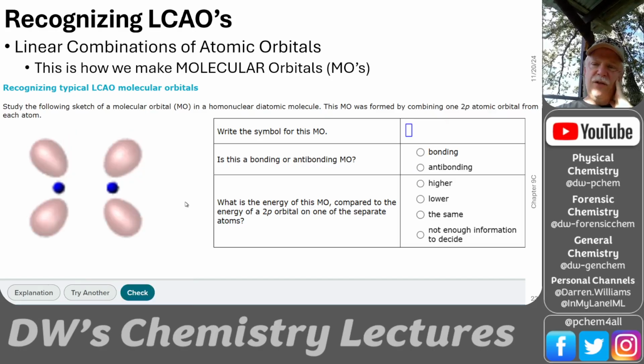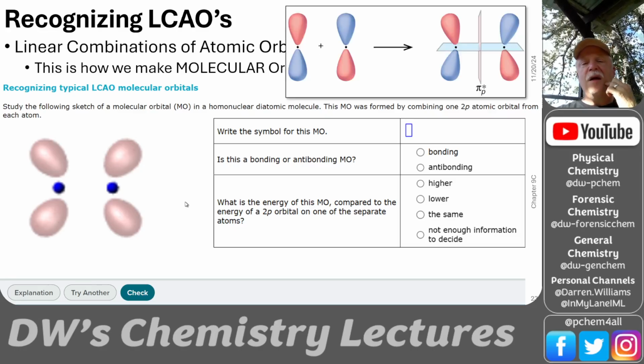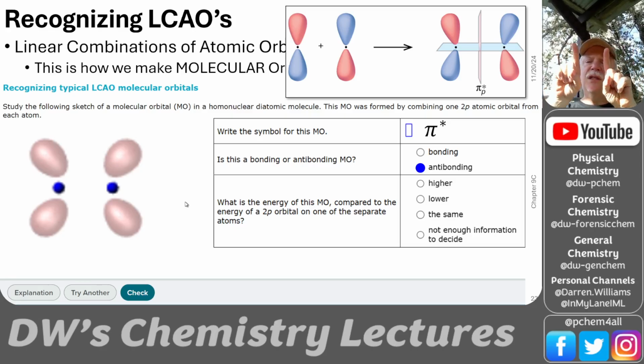Okay, this one here we should recognize from the previous slides. This is a pi star. So this is the p orbitals coming together and interacting, and they're forming this electron cloud shape. And that's a pi star, an antibonding interaction of the p orbitals as they come in side to side. And it's going to be higher than those p orbitals were on each of the atoms.